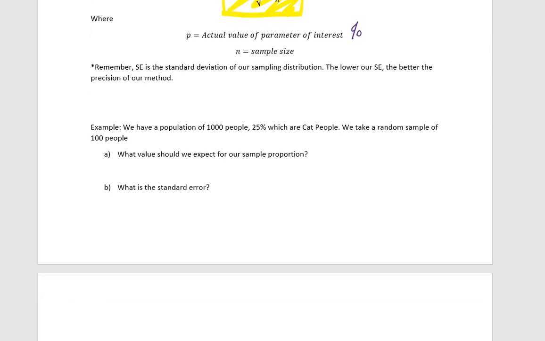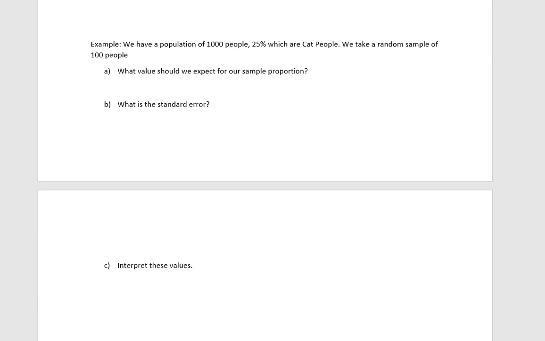Okay, so let's do an example of this. Suppose that we have a population of 1,000 people, and 25% of them are cat people, and we take a random sample of 100 people. What value should we expect our sample proportion to be? Well, since we did this randomly, we expect our samples to be the same as our population, so we expect p hat to be 25%.